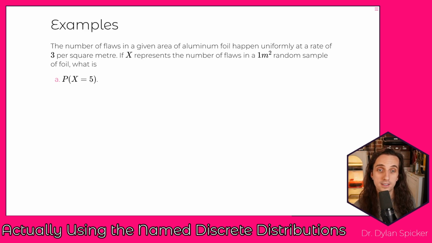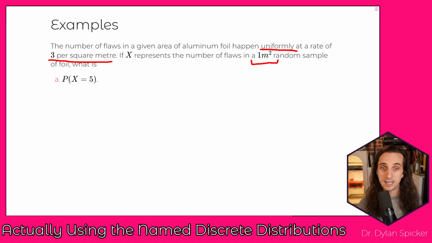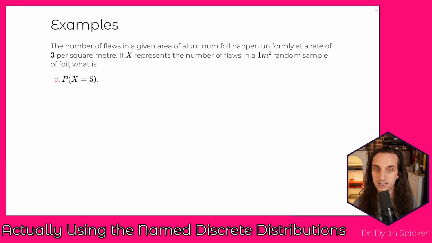Well, what we're dealing with in this case is a uniform, or constant, rate of flaws, a constant rate of 3 per square meter. We're dealing with a 1 meter squared random sample, and so we have a fixed interval here. We have a fixed constant mean rate, and anytime you're counting the number of events over a fixed interval with a constant mean rate, you're dealing with a Poisson distribution. And so in this case, X is going to be Poisson, and the rate, we are told, is 3 per square meter. So it's a Poisson 3 random variable.